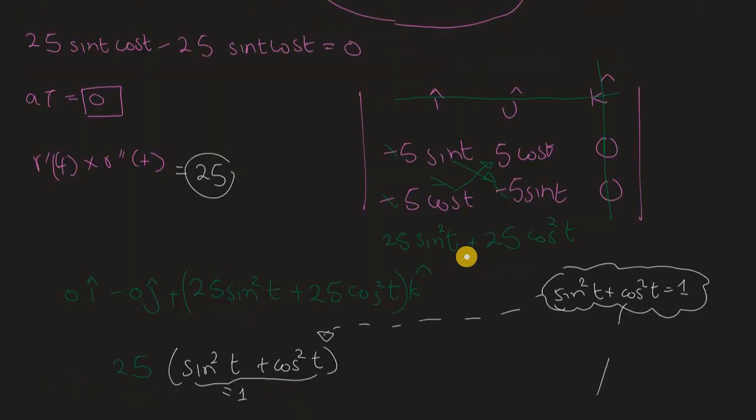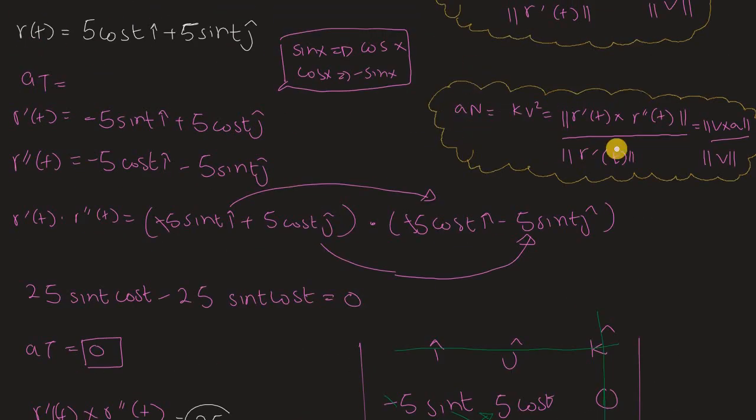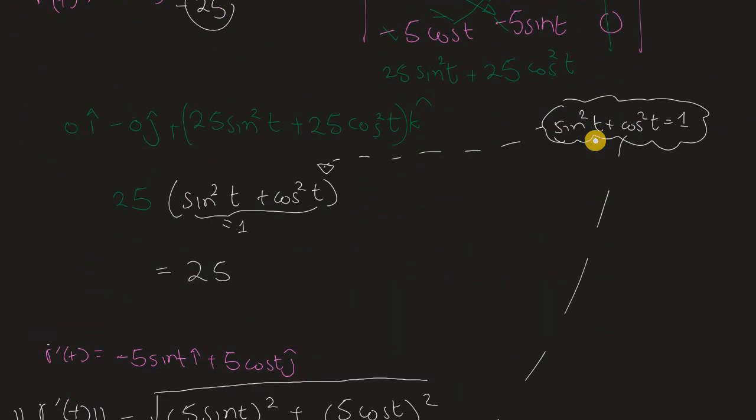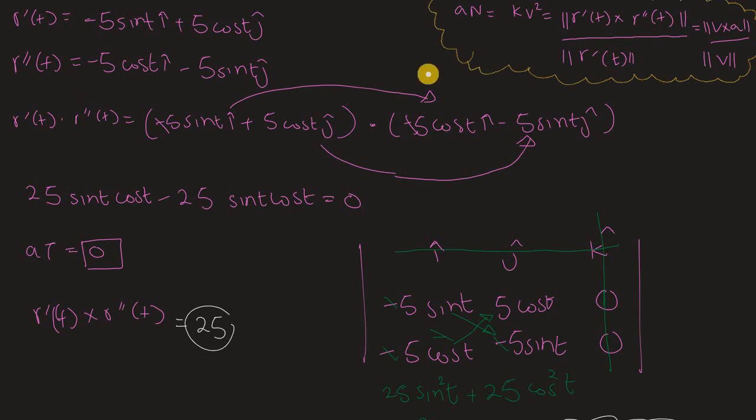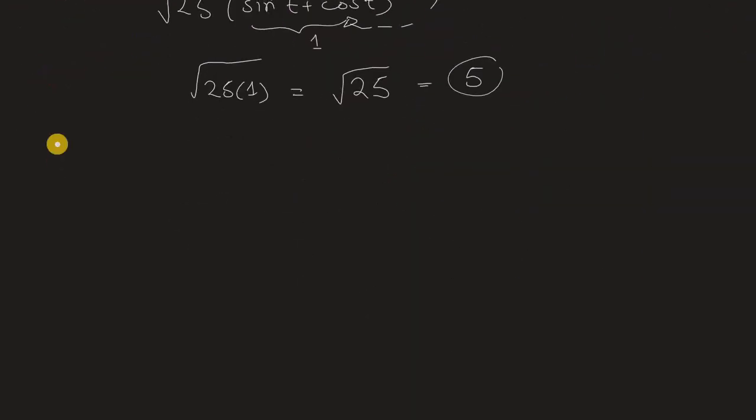So now we can find our a tan. We have the cross product that we calculated, which is 25, and the magnitude, which is 5. So it's 25 divided by 5, which is simply 5. So this is the answer for a tan.